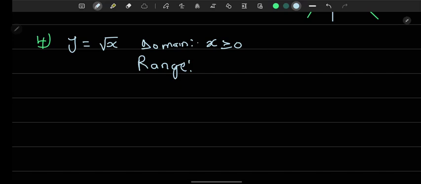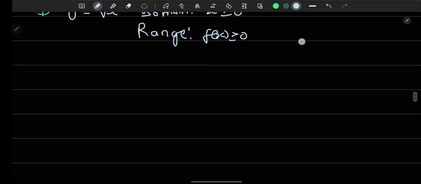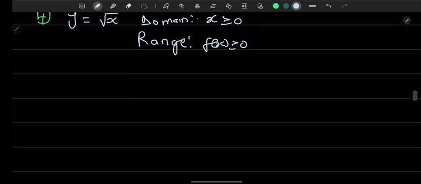Then the range. If the set of inputs is non-negative, what will now be the set of outputs, which is the range? So the range here is also f of x greater than or equals to 0. So we cannot get negative here. Y can never be negative. That's the meaning. Likewise, x cannot be negative.